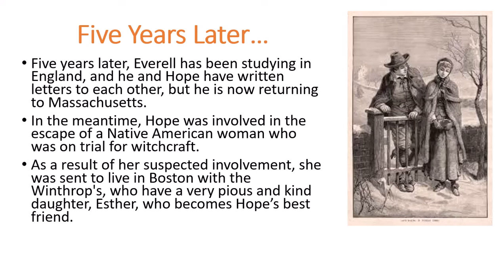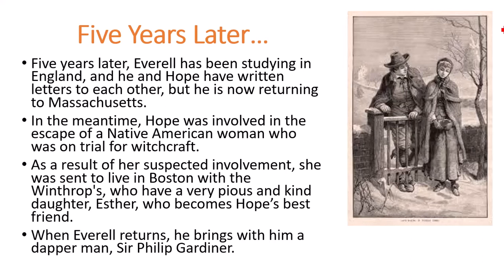They have a very pious and kind daughter, Esther, who becomes Hope's best friend. And the idea basically is that if Hope goes to live with the Winthrops, she will get a more pious upbringing where she can be controlled perhaps a little bit more, and her natural inclinations toward these Native Americans who she's showing kindness to can kind of be curbed a little bit.